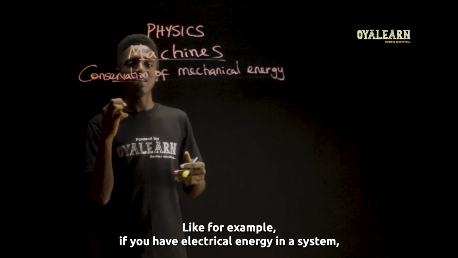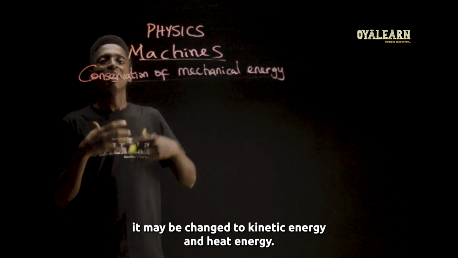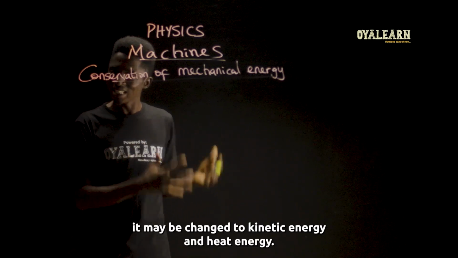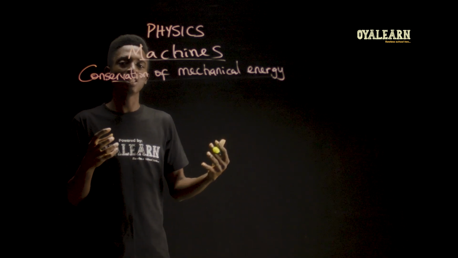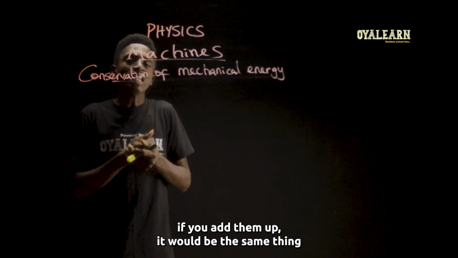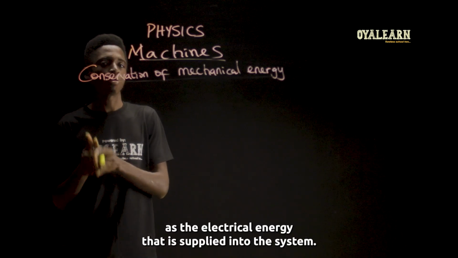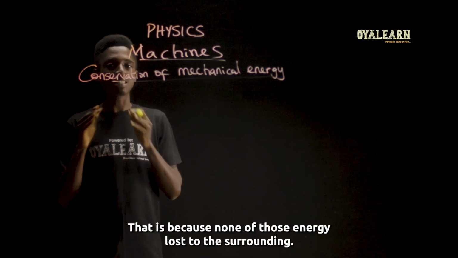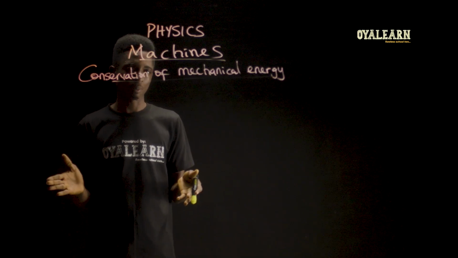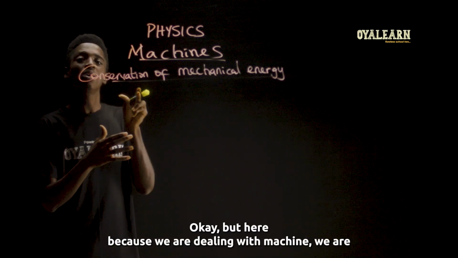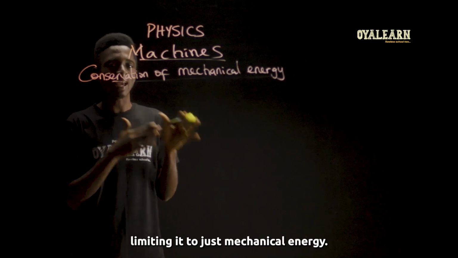Like for example, if you have electrical energy in a system, it may be changed to kinetic energy and heat energy. Now the products there being the kinetic energy and the heat energy, if you add them up, it will be the same thing as the electrical energy that is supplied into the system. That is because none of that energy is lost to the surrounding. But here, because we are dealing with machines, we are limiting it to just mechanical energy.